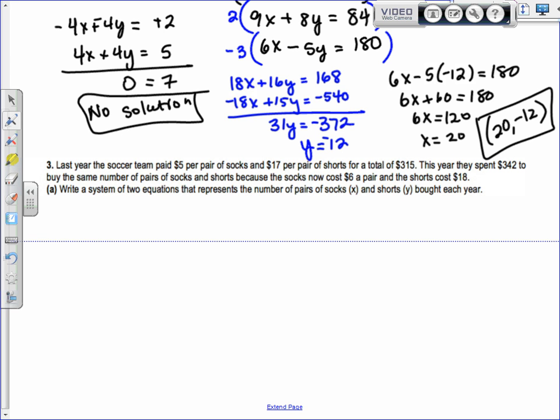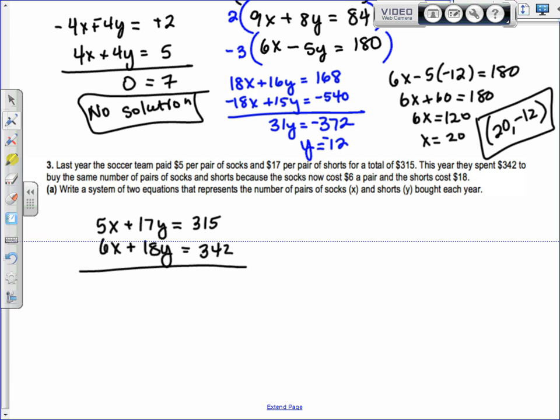Okay, so if x is the number of pairs of socks that were bought, the first year they cost $5 per pair, so it's going to be 5x. And y is the number of shorts they bought, so it's going to be 17y. And it gave them a total of $315. All right, the second thing, they spent $6 a pair for socks and $18 for the shorts, so that gave them a total of $342.